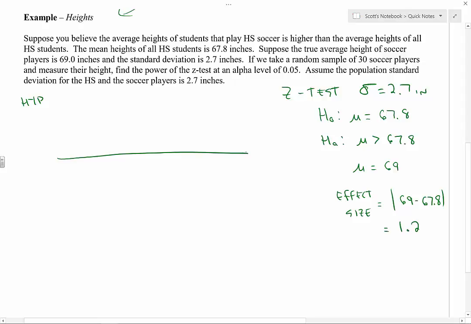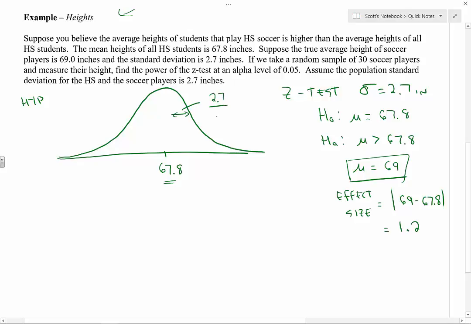In order to do this calculation, we first need to look at the hypothesized distribution. If the null hypothesis is true, then the true mean is 67.8. Of course, it's not. This is the true mean, but under the hypothesis, the assumption is that it's this. Then we're going to take a look at the standard deviation of the sampling distribution of sample means, which is sigma, 2.7, divided by the square root of 30.